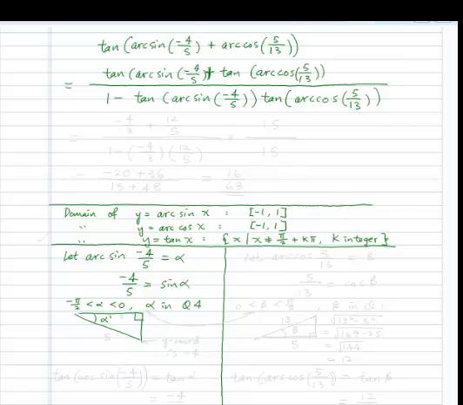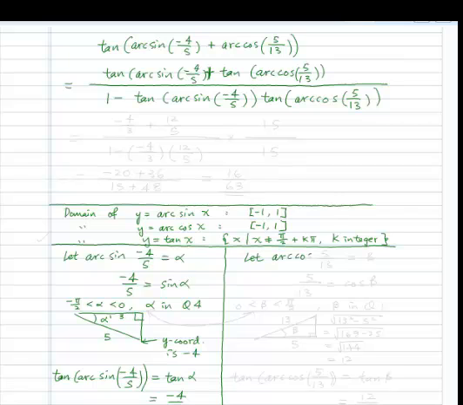Then the y coordinate at this specific point is -4, and the hypotenuse is 5. We simply use the ratio opposite over hypotenuse. Using Pythagorean theorem, we find the adjacent side has length 3. Then tangent of arcsine of -4/5 is the same as tangent of alpha, which is -4/3. And we do the same thing for the other angle.